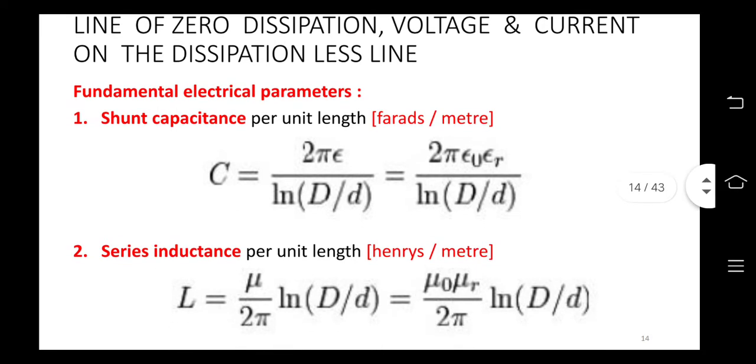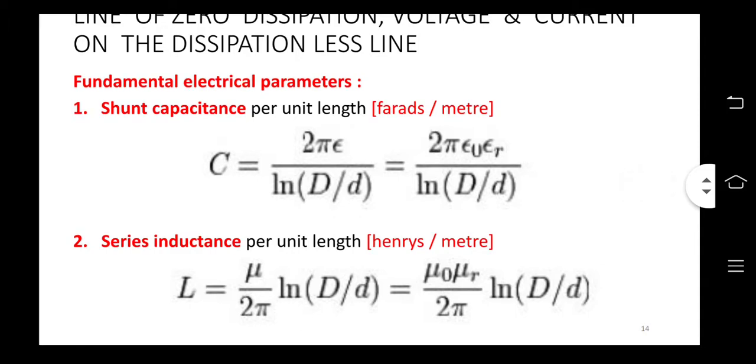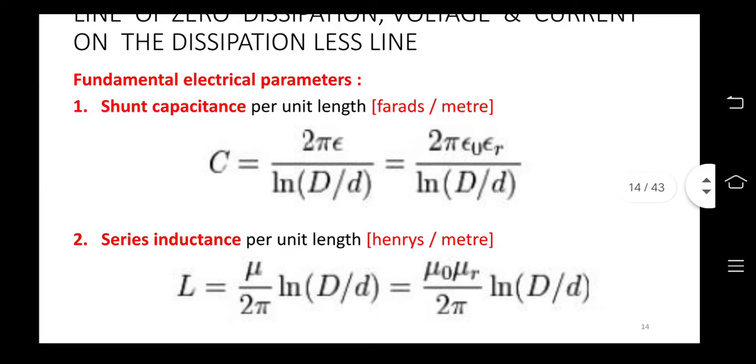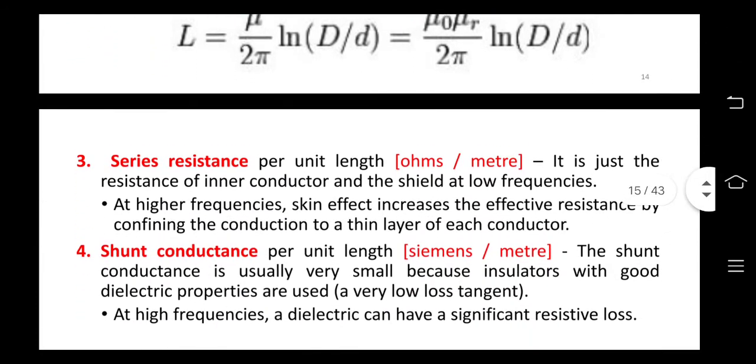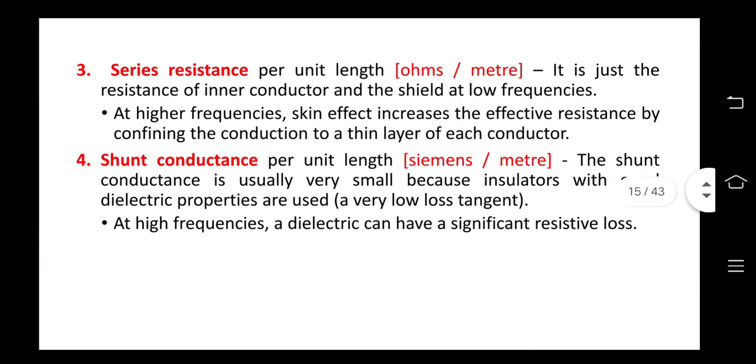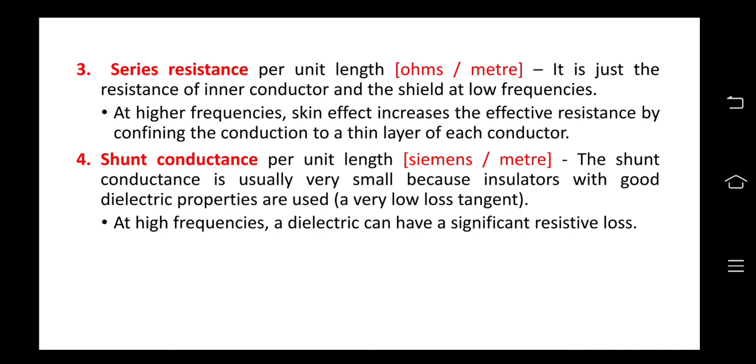And series inductance, units is henries per meter. L equals mu by 2 pi ln D by d, where mu is equal to mu naught into mu r. So that's substituted. The series resistance, unit ohms per meter. It's just the resistance of the inner conductor and the shield at low frequencies. At higher frequencies, the skin effect increases the effective resistance by confining the conduction to a thin layer of each conductor.